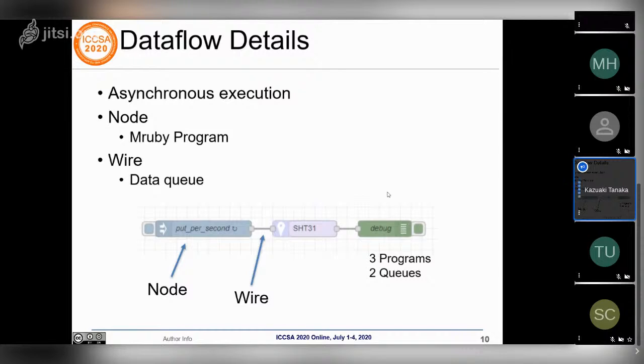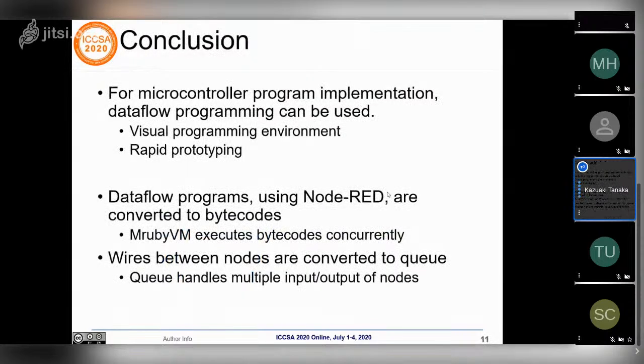So I have already implemented this generator from Node-RED program code to MRV bytecode, and it is already open as open source software on GitHub. Data programming uses Node-RED. Node-RED programs are converted to bytecode by this work, and wires and nodes are converted to queues and programs. So this implementation is good for data flow programming.